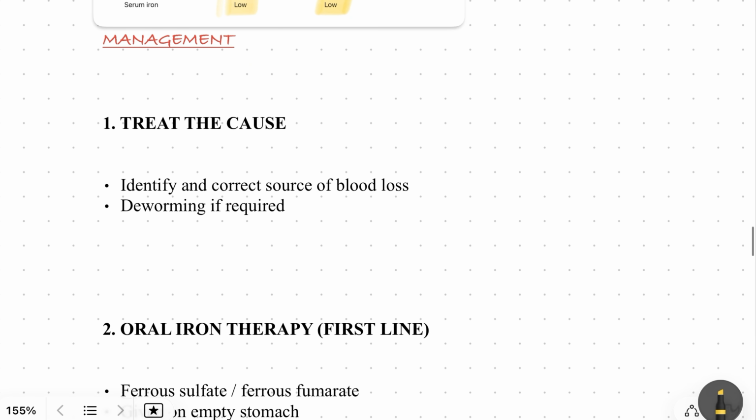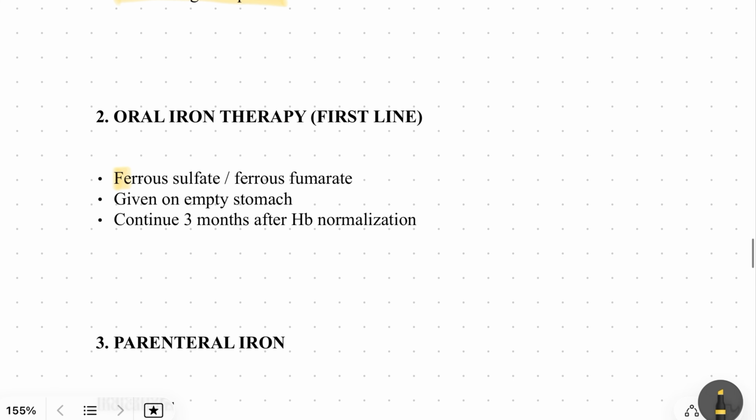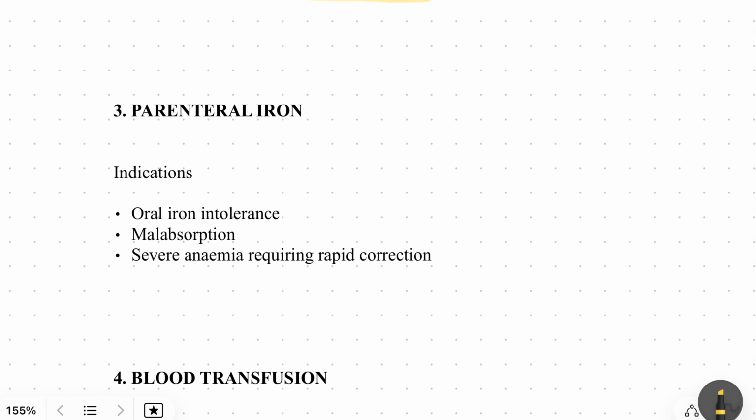So, an important point: how are you going to manage a patient who comes with iron deficiency anemia? Treatment: first you need to identify and correct the source or cause of blood loss. Deworming if required. It is most commonly seen in India. Parasitic infections cause iron deficiency anemia, which leads to malabsorption, so you have to treat any parasitic infection by deworming. Then oral iron therapy: ferrous sulfate or ferrous fumarate, given on an empty stomach, continued for 3 months even after hemoglobin normalization. And parenteral iron, indications are mainly oral intolerance, malabsorption, or severe anemia requiring rapid correction.